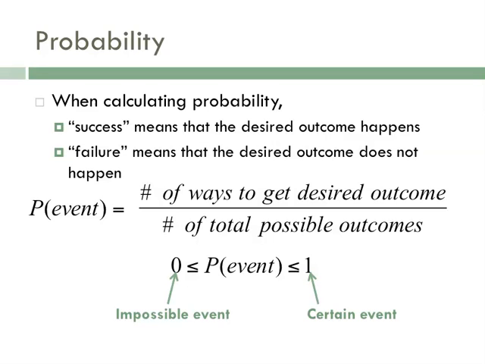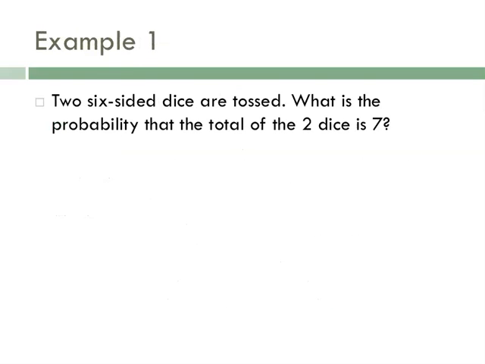All right, let's take a look at an example, a basic example. So 2 6-sided dice are tossed. Well, what is the probability that the total of the 2 dice is 7? Okay, so if we have 2 6-sided dice, we need to figure out what all the different possible outcomes are. And of those possible outcomes, how many ways are there for us to get a total of 7? Right? There are different ways you can get a sum of 7.